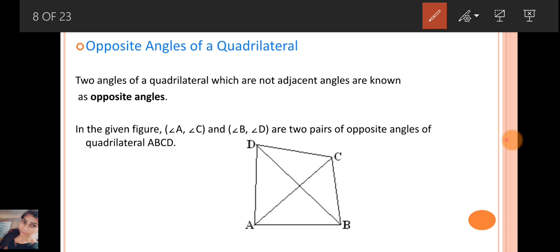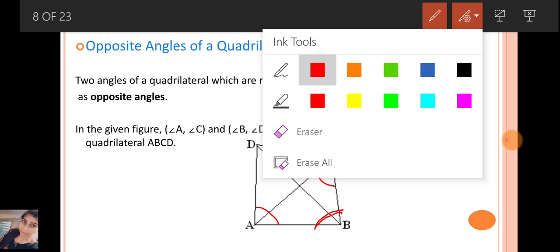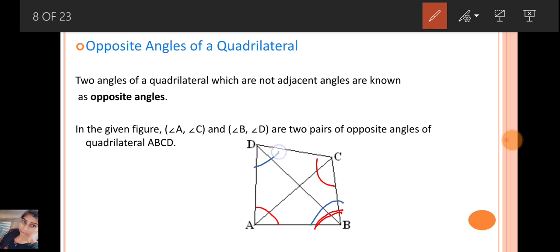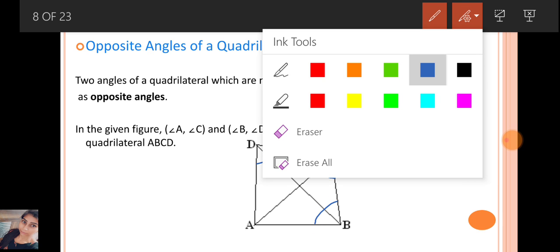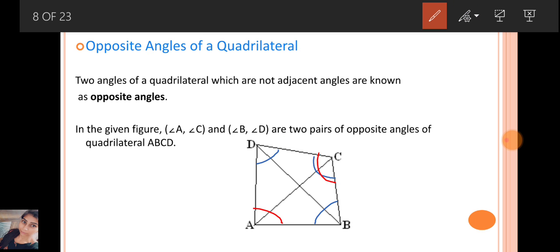Now let us take B. B is adjacent to A and also adjacent to C. B is not adjacent to D. So that means B and D are the other pair of opposite angles. If you want to check for C, C and D are adjacent angles and C and B are also adjacent angles. So C and A are the only opposite angles, which we have already explained. So we have only two pairs of opposite angles: angle A and angle C, and angle B and angle D.